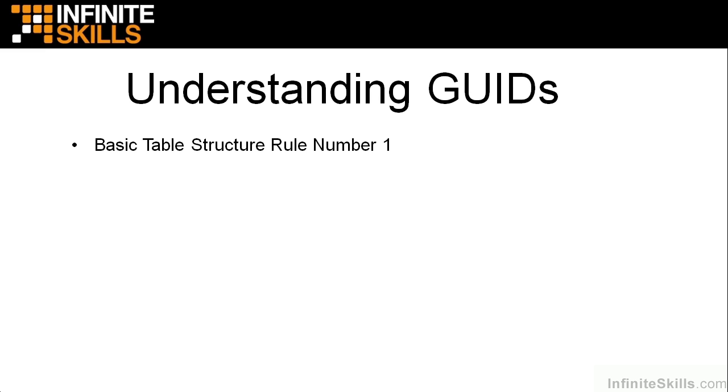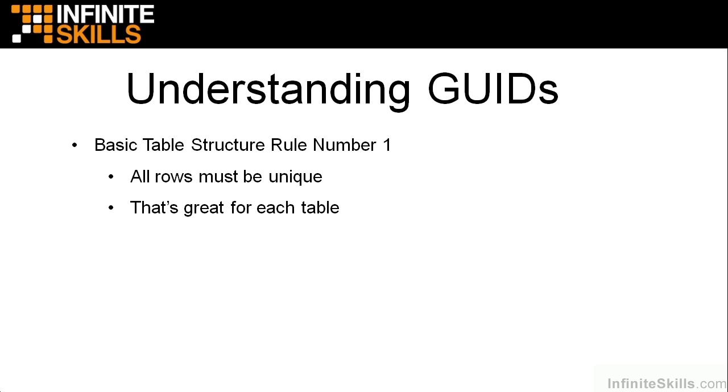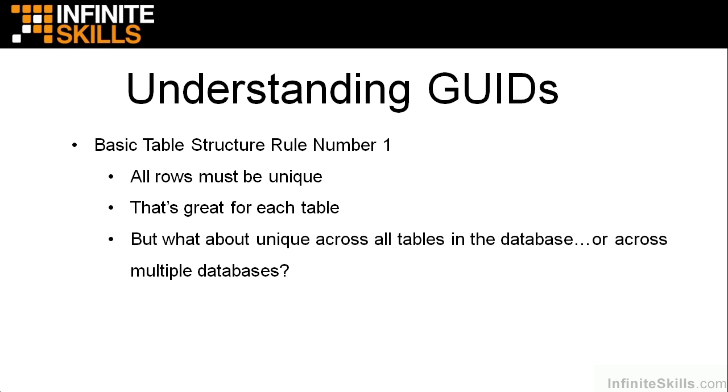Now let's go back to basic table structure rule number 1. All rows must be unique in that table. Now that's great for each table, and certainly every row should be unique. But what happens when we need to maintain unique values across all tables in the database, or even across multiple databases, across multiple servers? That gets a little more challenging.